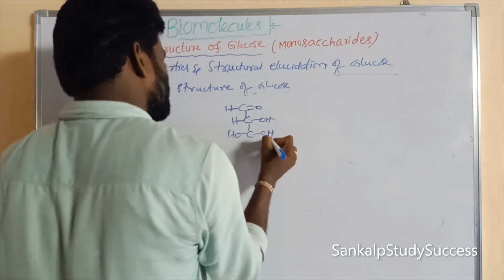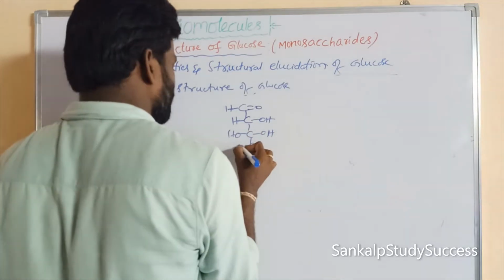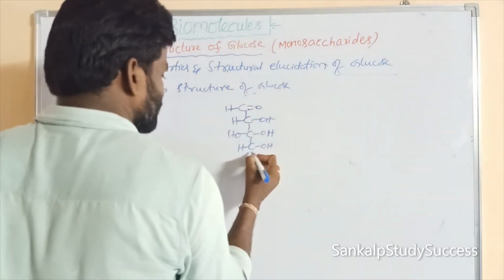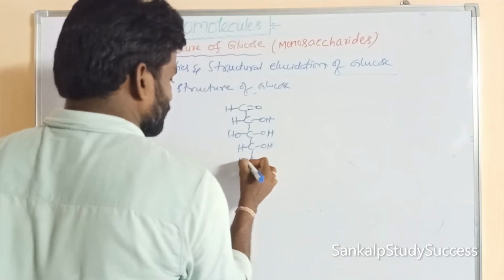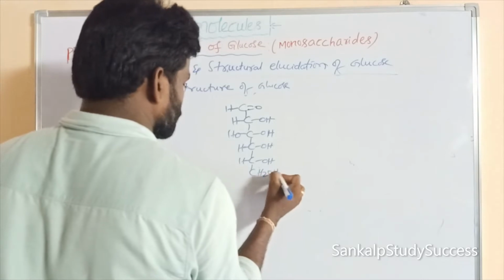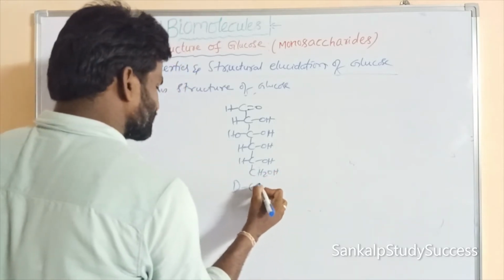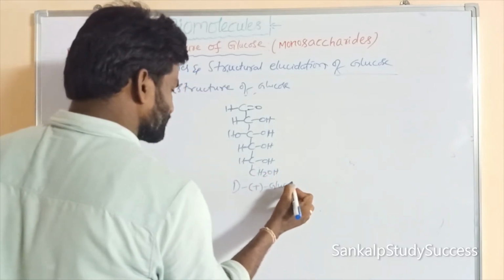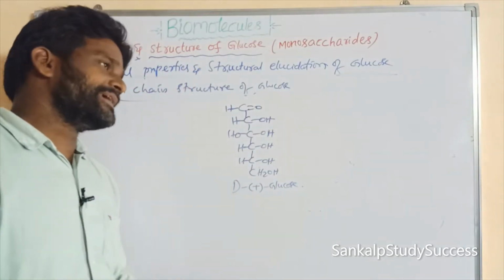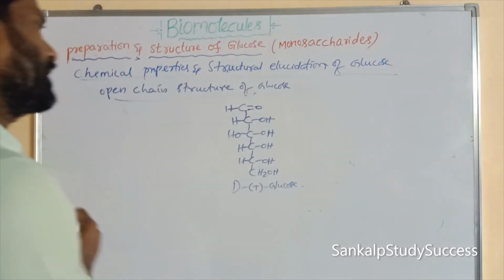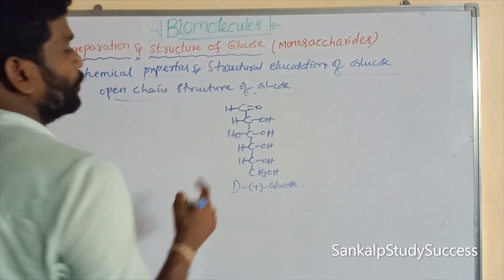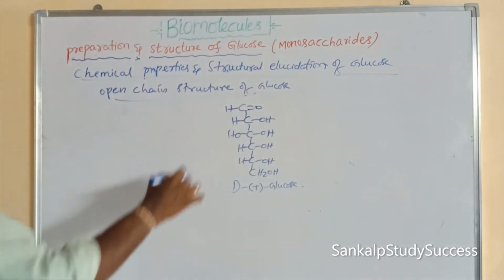It explains so many chemical properties, but it could not explain some chemical reactions. Its name is D plus glucose. Here D indicates configuration and plus indicates dextrorotatory, right? Now, the open chain structure of glucose could not explain some chemical reactions.